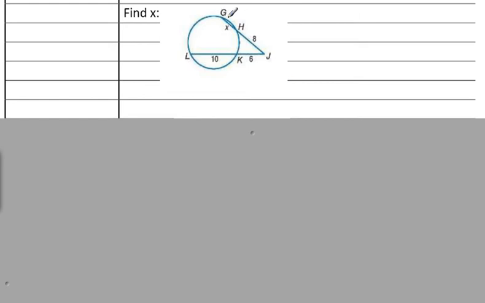Okay, the next example is when you have a secant and a secant, and these are called external secant segments. And this is where you start with the outside segments. So you multiply HJ times the entire segment, GJ, and then set that equal to the external secant segment, KJ, times the entire secant, LJ.